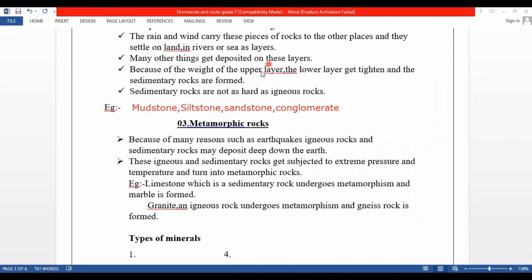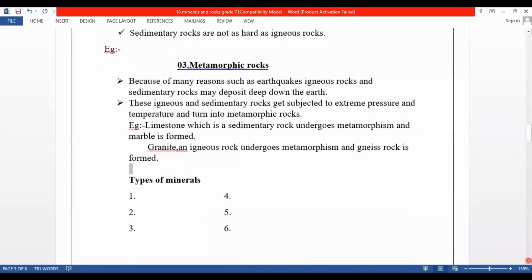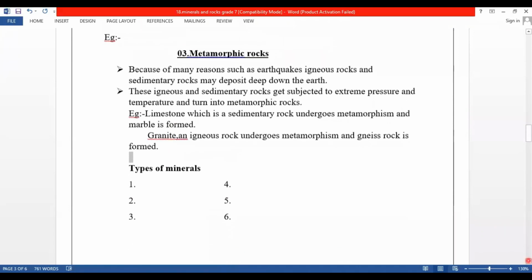Examples have been given for the metamorphic rocks. One is limestone. Limestone is a type of sedimentary rock. It undergoes metamorphism. Metamorphism means converting the sedimentary rock into metamorphic rock. In that process, it turns to marble. Marble is a type of metamorphic rock.